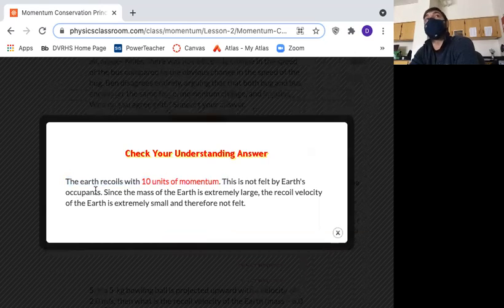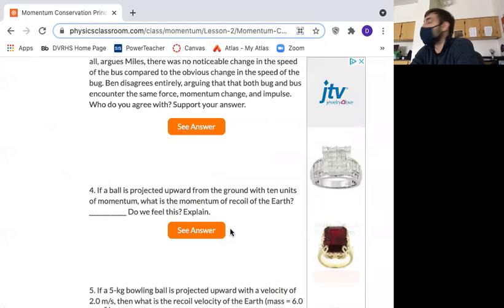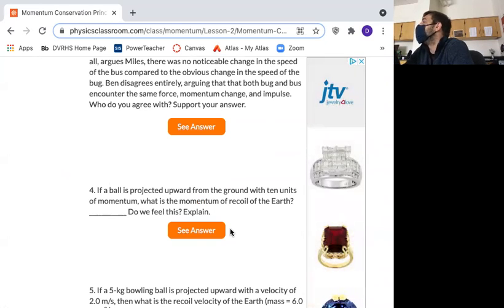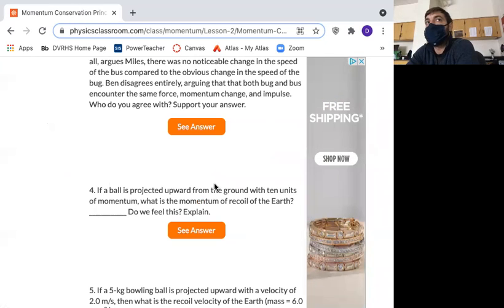This is not felt by Earth's occupants since the mass of the Earth is extremely large. The recoil velocity of the Earth is extremely small and therefore not felt. When you throw a ball upwards, the Earth recoils backwards with the same momentum. We just don't feel it because of how massive the Earth is.